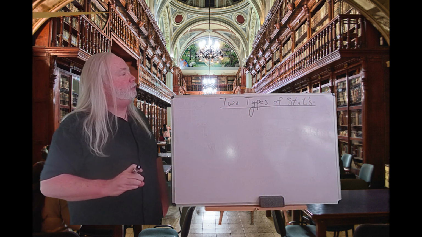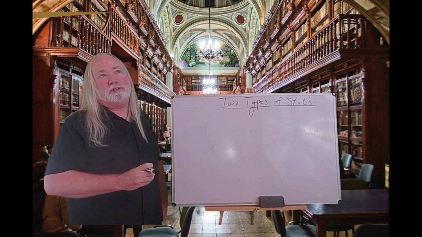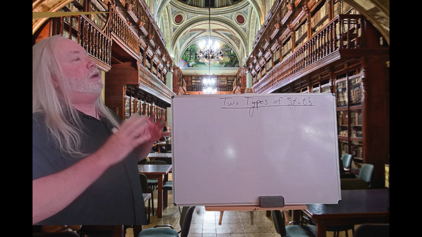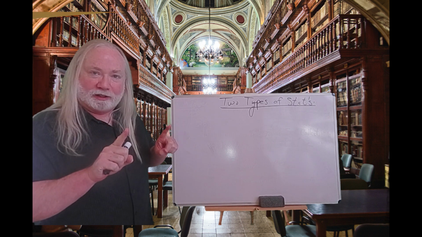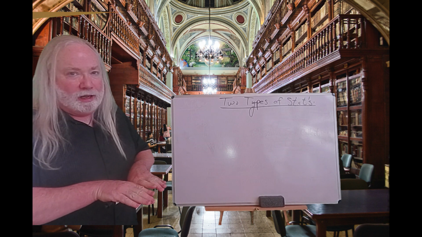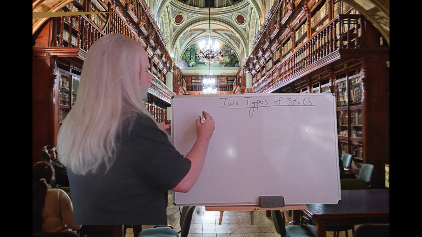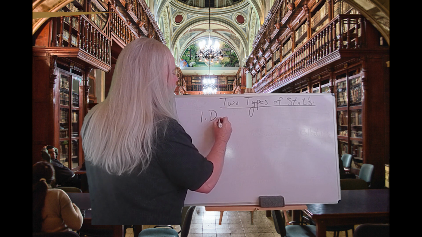Okay, next for us is to talk about the different types of statistics. Statistics is sort of a big house with two rooms in it, two connected rooms. So these two types are definitely connected. They're related. But there's two basic forms or types of statistics. The first is what we call descriptive.